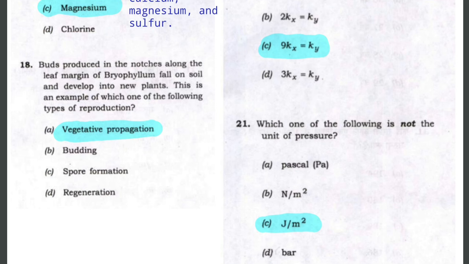Next question is related to reproduction in plants. So the buds produced in the notches along the leaf margin of bryophyllum fall on soil and develop into a new plant. So which type of reproduction is this one? So this is a type of vegetative propagation, and most of the people get confused here with budding. So just remember this, that buds produced in notches along the leaf margin of bryophyllum fall on the soil and develop into a new plant. So that's called vegetative propagation, and it is, I think, followed in tropical rainforest also. So just remember this.